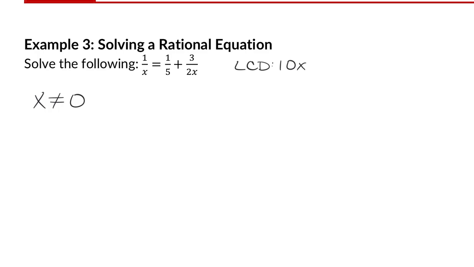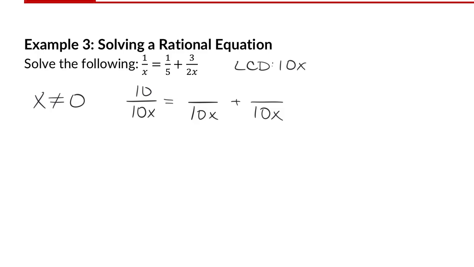That means I want the denominator of every fraction in this problem to be 10x. So for example, this needs to be 10x, and then this one needs to be 10x, and then this one needs to be 10x. What did I have to multiply x by to make it 10x? 10. So 1 times 10 is, don't overthink that, it's 10. Okay, cool. What did I have to multiply 5 by to get 10x?